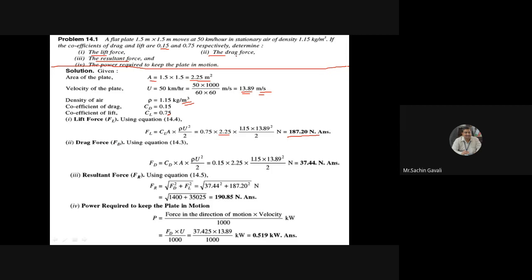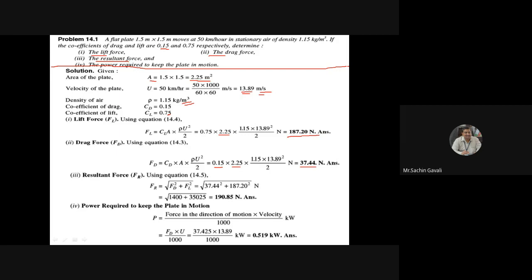Similarly, next they ask for the drag force. FD is equal to CD A rho U square divided by 2. Everything is the same; only CD and CL differ, due to which the lift force and drag force will be different. Now 0.15 into 2.25 into 1.15 into 13.89 square divided by 2 is equal to 37.44 Newton. So this is the drag force.